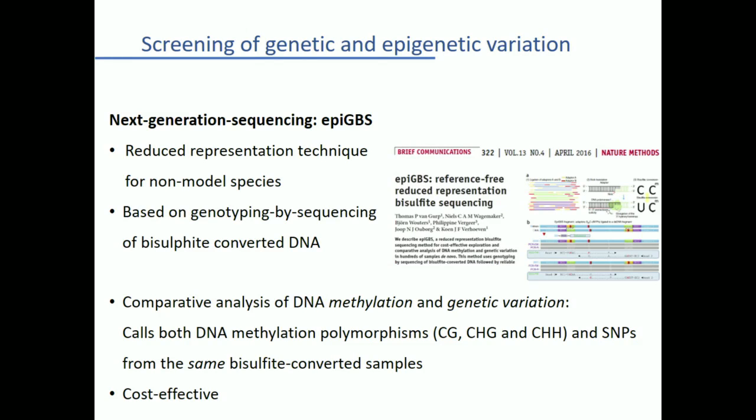So we worked on a method, which we call EpiGBS, where we can now measure in a relatively cost-effective way both DNA methylation and genetic variation in exactly the same fragments, in exactly the same sequence reads. So we can now do high-throughput comparative analysis of both genetic and epigenetic variation.